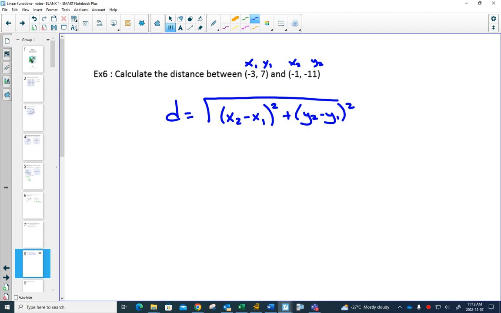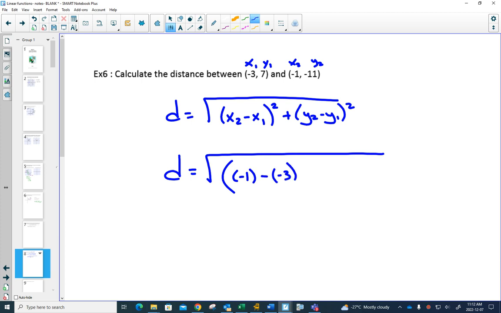And the reason we do that is so that when we go to our formula, we plug in things in the right spot. What am I going to plug in for x2? -1. Minus, what am I going to plug in for x1? -3. Squared plus bracket y2, -11 minus y1, 7. And notice when I plug in negative numbers, I like to add brackets just to hold the negative in place.